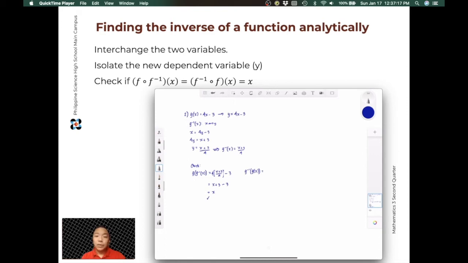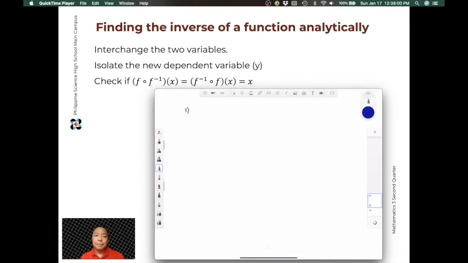Now, g of x is 4x minus 3. So, g inverse of g of x is g of x plus 3 over 4. Pasok natin si g. So, g of x is 4x minus 3 plus 3 over 4. The numerator will simplify to 4x over 4, and the whole thing is equal to x. So, nasatisfy natin yung conditions for both checks, and we can say na tama yung nakuha nating inverse.